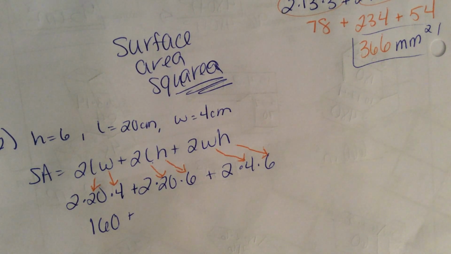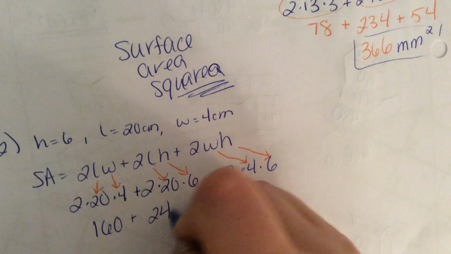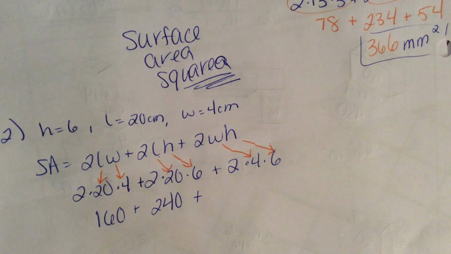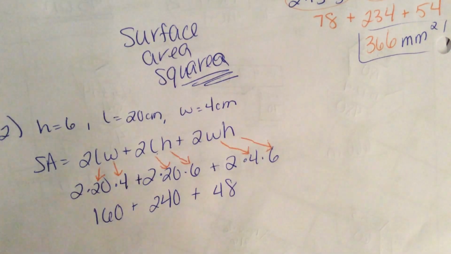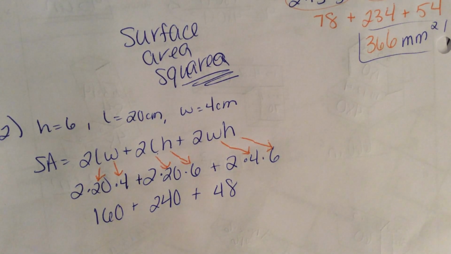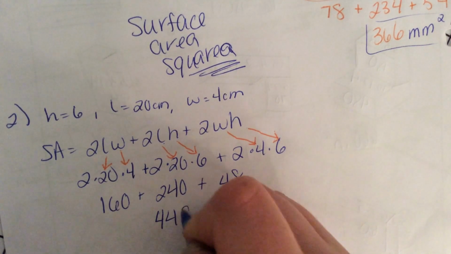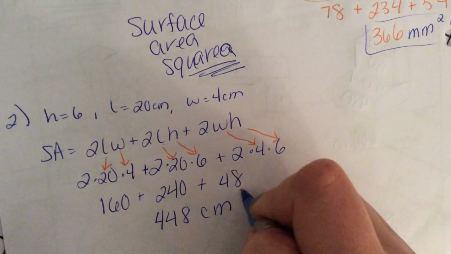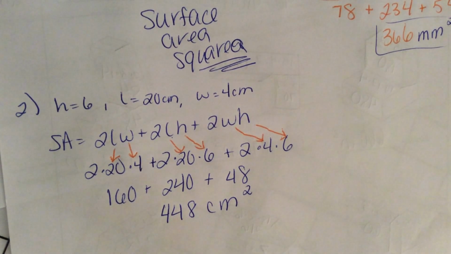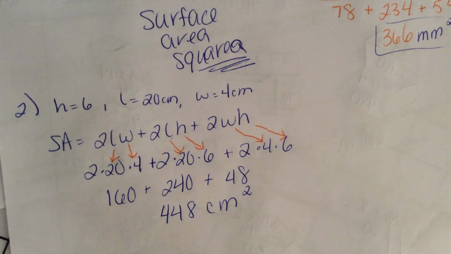Two times 20 times 6. 2 times 4 times 6. And add all the pieces together. I added it wrong. I typed something wrong. Whoops. And it's area, square area, so centimeters squared. Okay, so that's done.